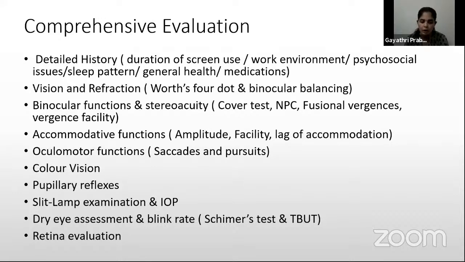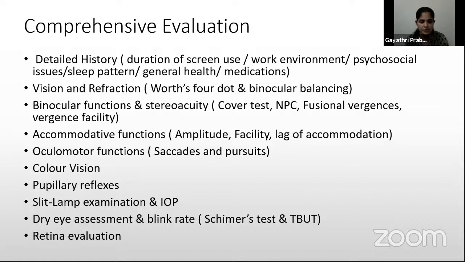You should do all the tests for accommodative functions, which will include amplitude, facility, and lag of accommodation. You should do your saccades and pursuits. Again, this is very important because it has a considerable effect on your reading speed. And at the same time, it also affects the amount of strain you will put to read the characters on the laptop screen or laptop, whatever you're using.